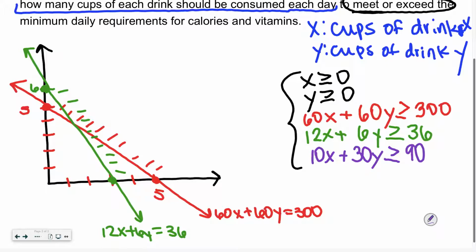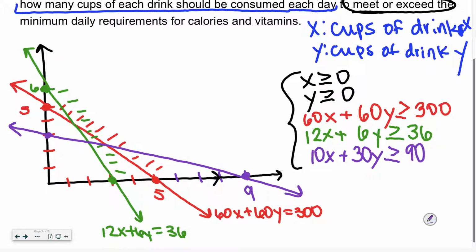And then our purple line. What would our y-intercept be? 3. And our x-intercept? 9. And which way would we shade, towards or away from 0, 0? Away. Once again, away. It's kind of nice because all those signs are the same.